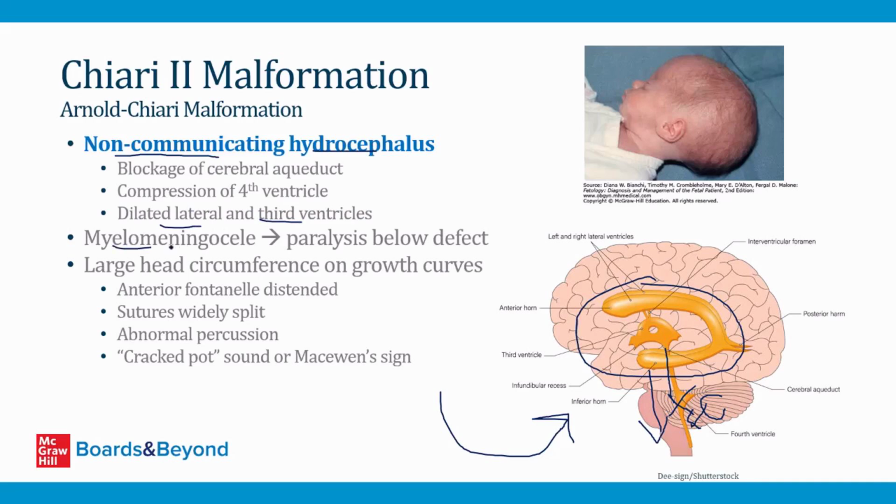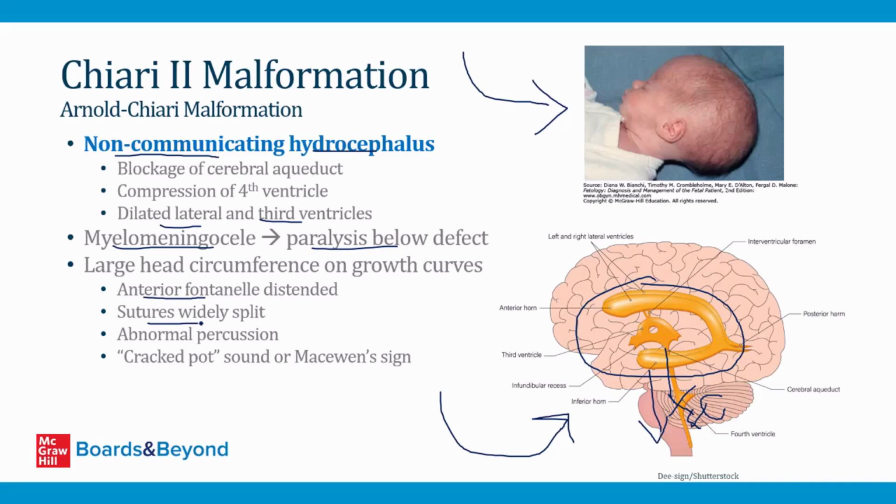And then because of the myelomeningocele, the neural tube defect, these babies often develop paralysis of the legs below the level of the defect. And then one of the most striking features of children with Chiari-2 malformations is the enlarged head circumference, which is shown here in this picture. This happens because of the hydrocephalus. So they may say in a board question that the anterior fontanelles are distended or the sutures are widely split. These are just ways of describing large head circumference.